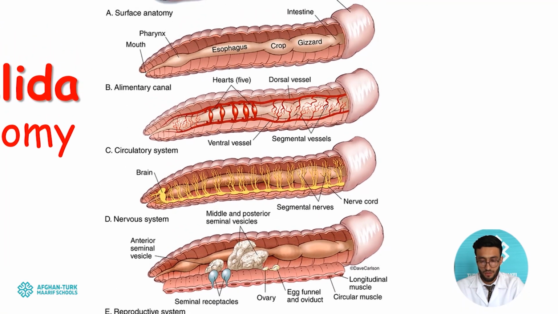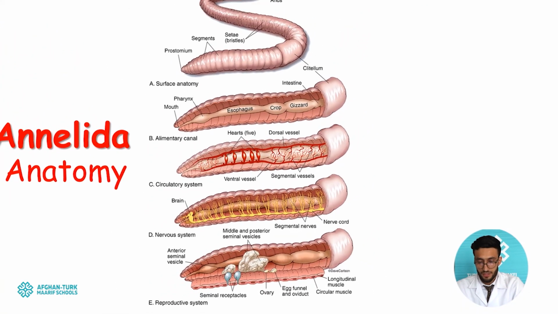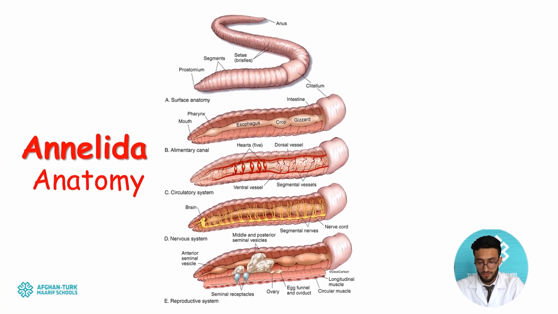So these are the main features, or the main systems, that you can see within the Annelida anatomy.